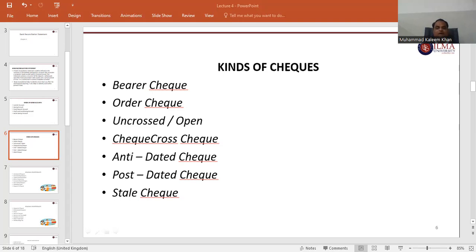The next one is the uncrossed or open check. When a check is not crossed, it is known as an open check or uncrossed check. The payment of such a check can be obtained over the counter of the bank. An open check may be a bearer check or an order check.